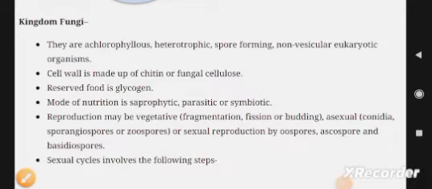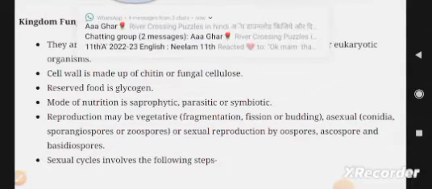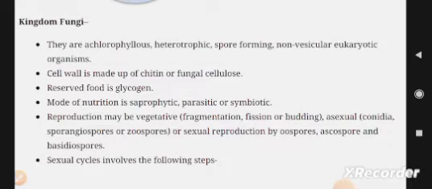Kingdom fungi, they are achlorophyllous, heterotrophic, spore-forming, non-vascular eukaryotic organisms. Cell wall is made up of chitin or fungal cellulose. Reserved food is glycogen.